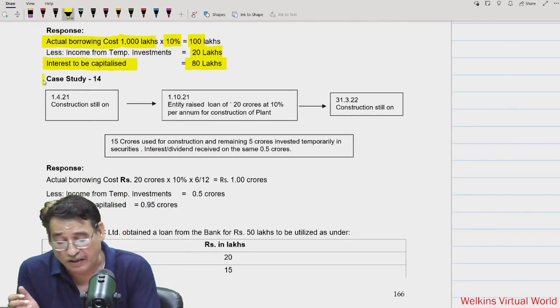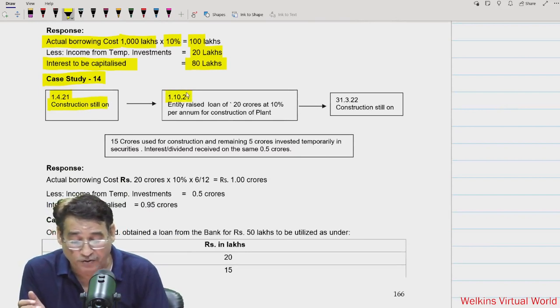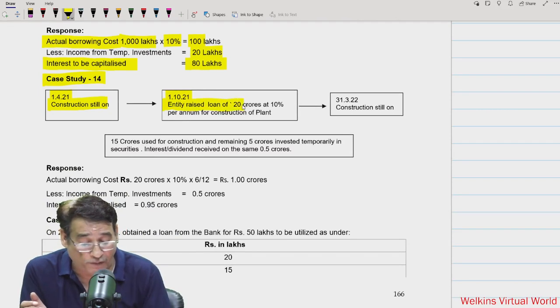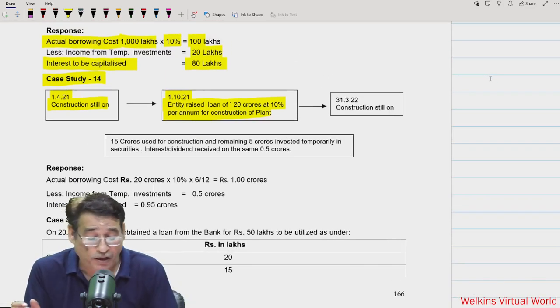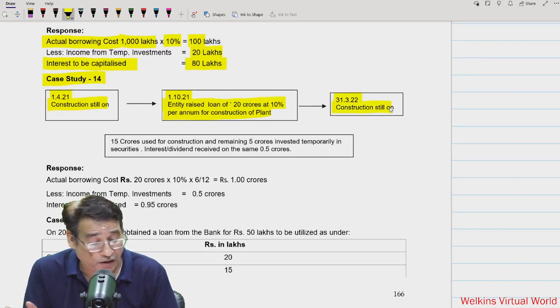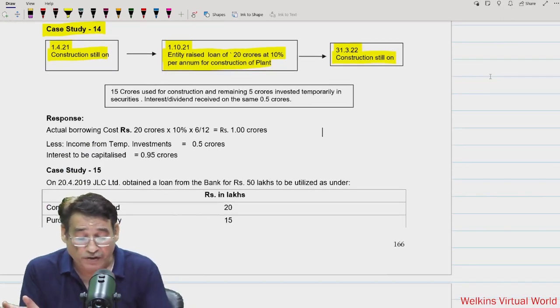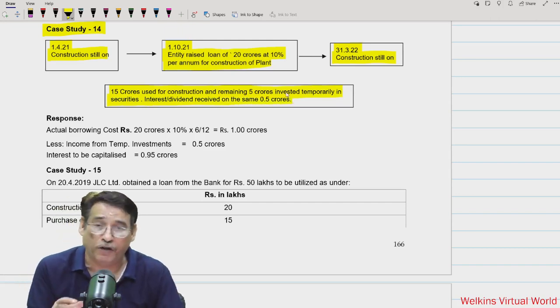Similarly, we take case study 14. On 1-4-2021, construction commenced, and on 1-10-2021, the entity raised a loan of 20 crores at 10% per annum for construction of the plant. And on 31-3-2022, construction is still on. First of all, we need to understand that 15 crores were used for construction and the remaining 5 crores were invested in temporary securities, and interest and dividend received on the same is 0.5 crores.